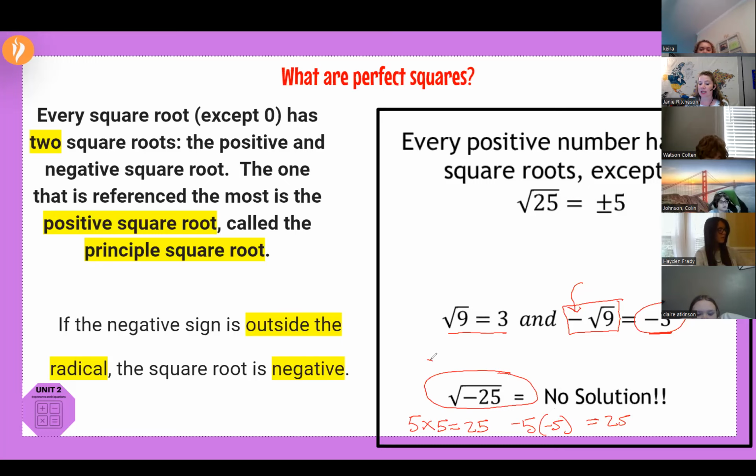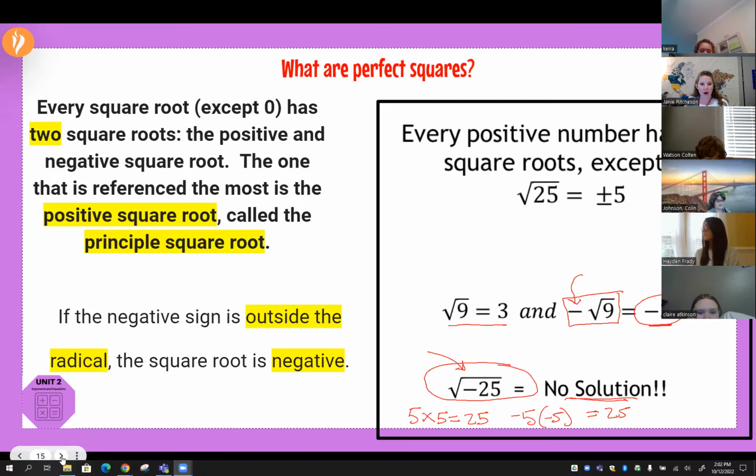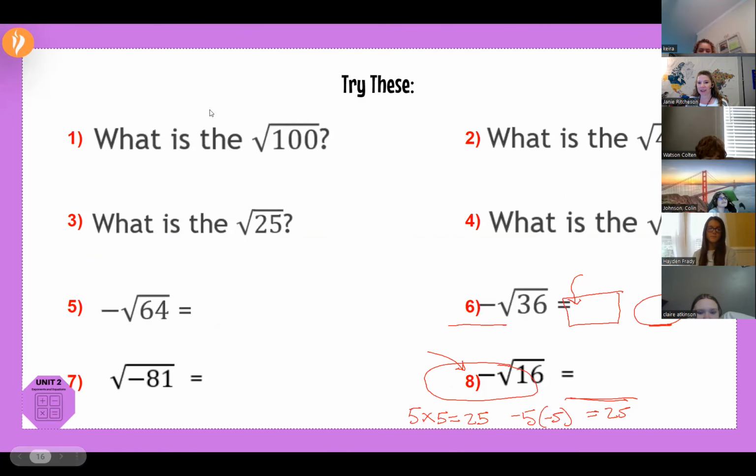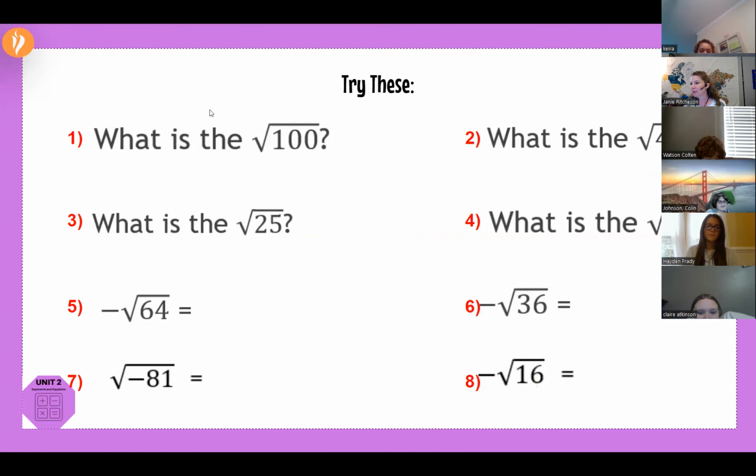The answer is no solution. So if you're ever asked, what is the square root of a negative number? You will say that there is no solution. That is not a real number. And when you get into Algebra 2, you start dealing with imaginary numbers, but let's leave that for later on down the road.